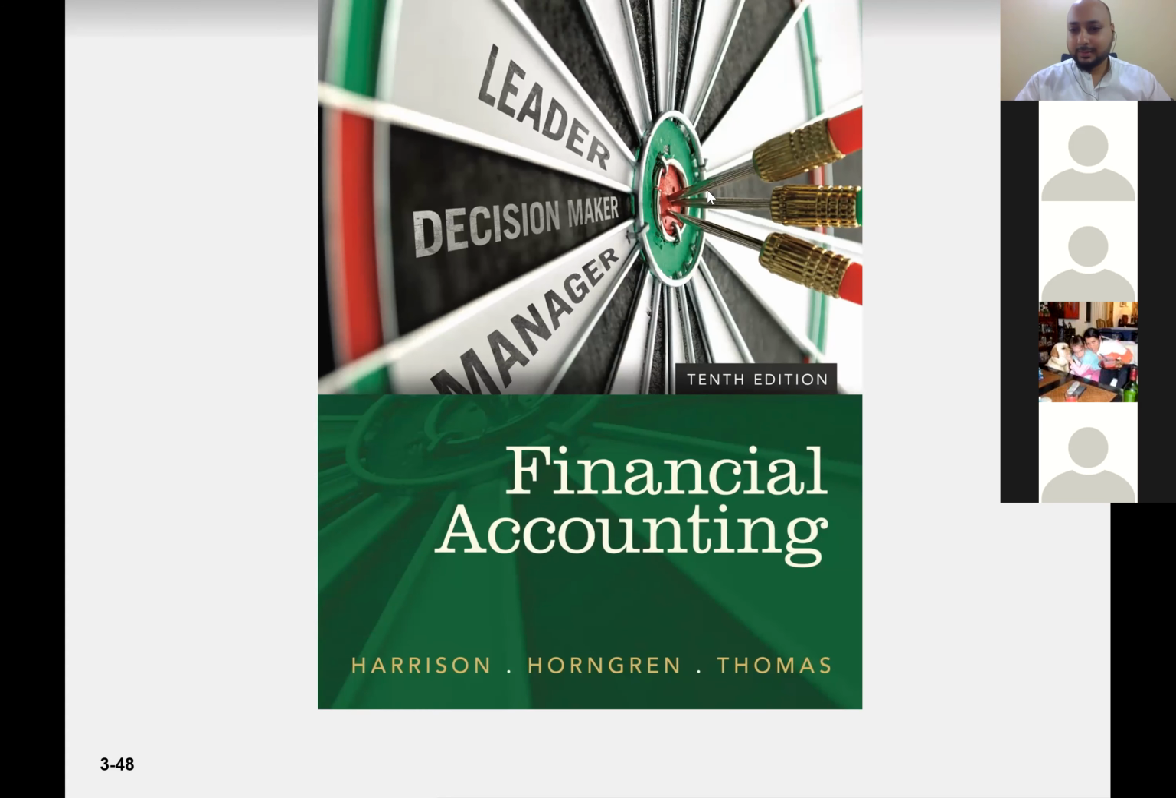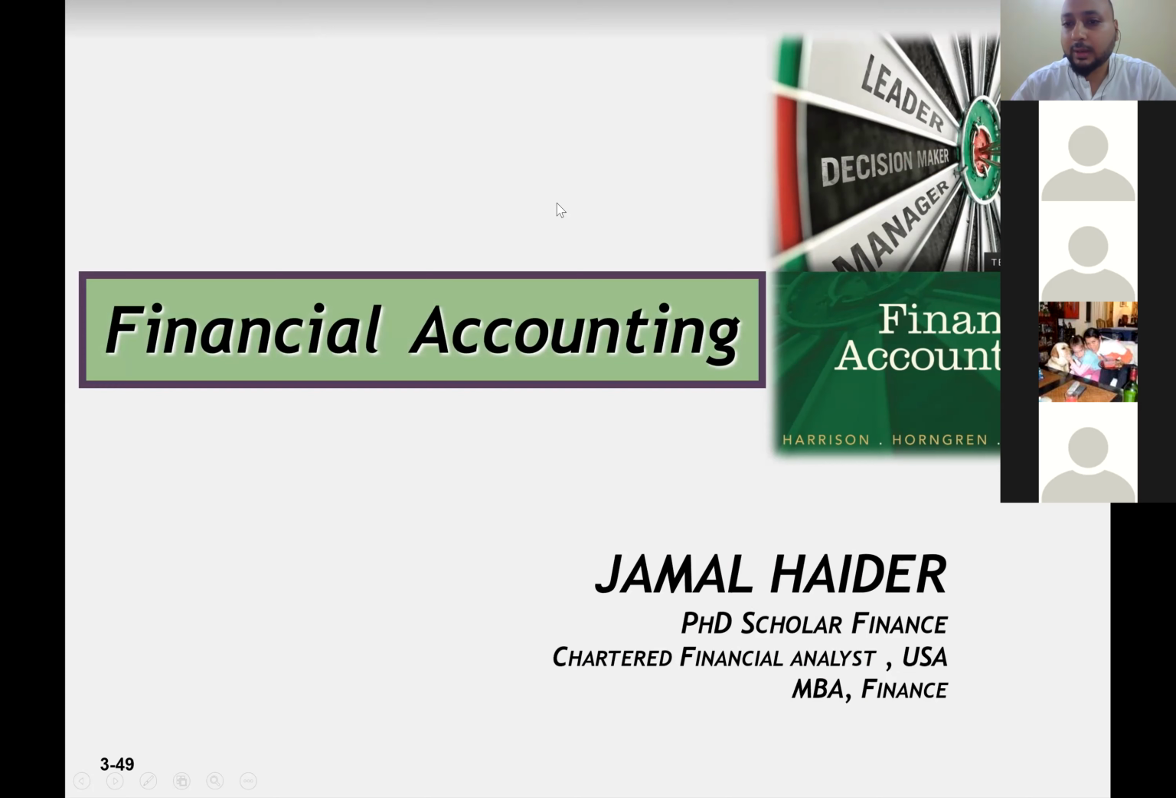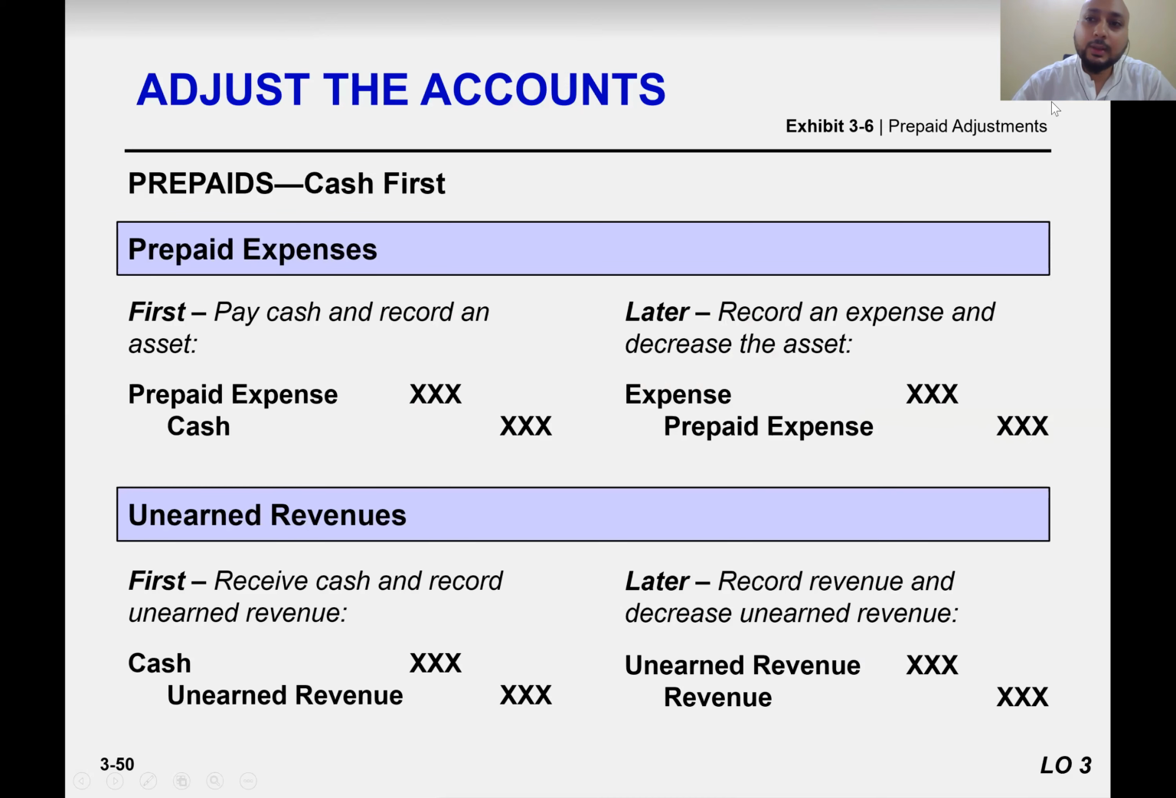Hello, class. This is our sixth lecture in the series on financial accounting, or principles of accounting, and I'm your instructor Jamal Hyder. In our last lecture, we were trying to understand what we mean by adjusting the accounts, and then we talked about the four entries, or four types of transactions, which need to be adjusted.